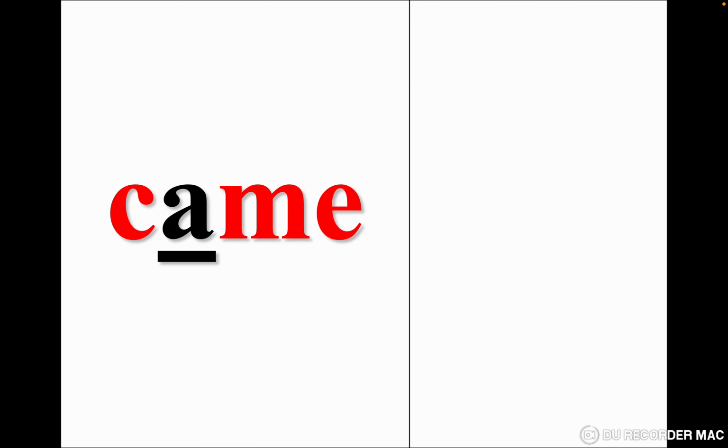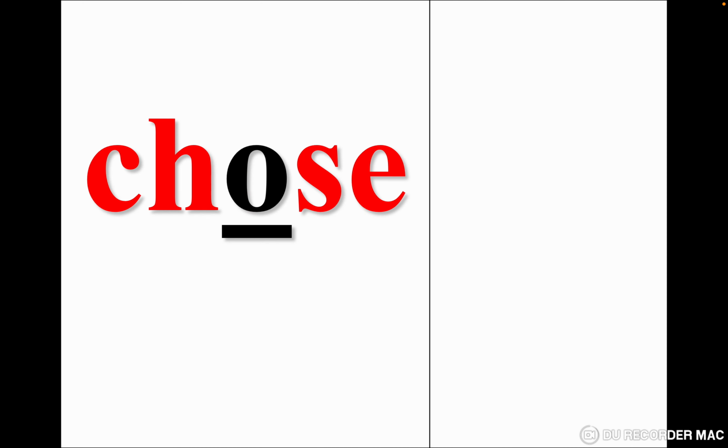Come, we saw it, came, and we conjugated it. Choose, we are going to drop one O, but we don't pronounce it "choose," we pronounce it "chose." Chose. I chose. You chose. He chose. She chose. It chose. We chose. You chose. They chose.